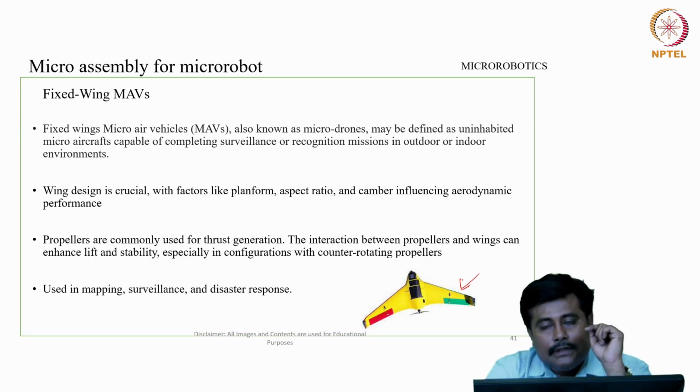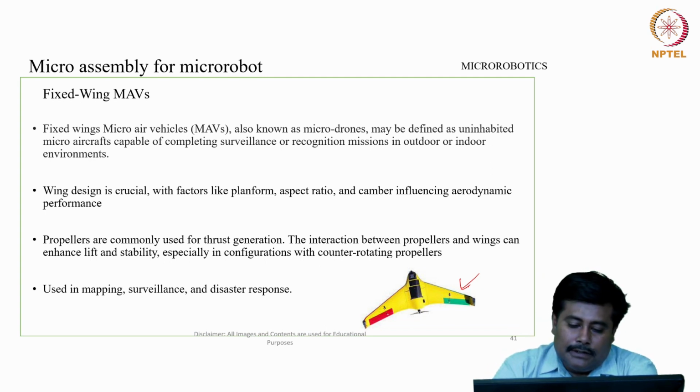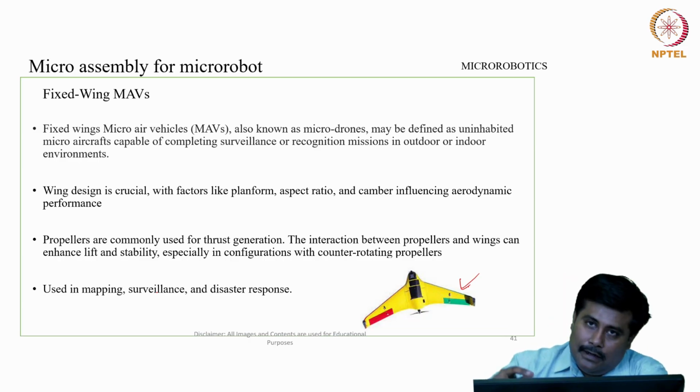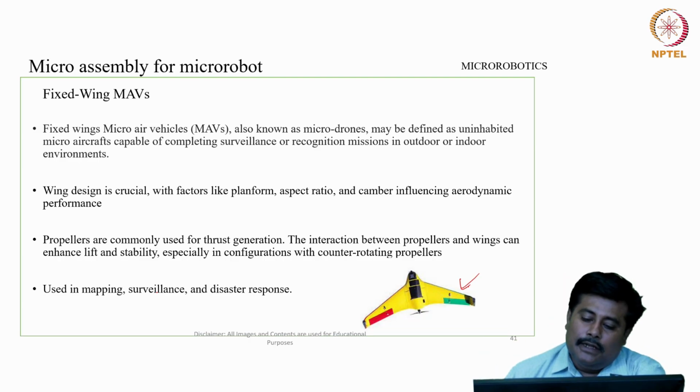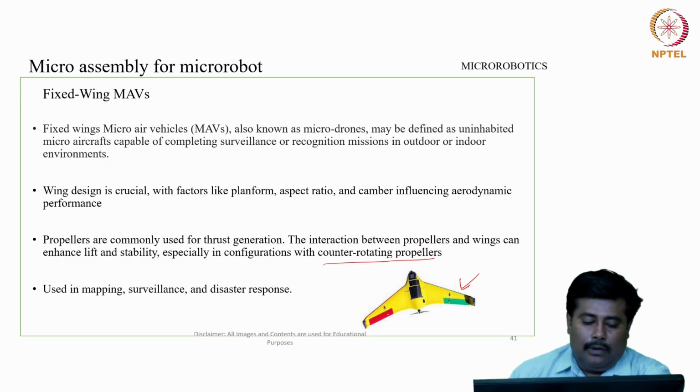Now, in this particular micro aerial vehicle, propellers are commonly used for thrust generation, and the interaction between the propellers and wings can enhance the lift and stability, especially in configurations with counter rotating propellers. So based on the motion of the propeller, you can have lift and stability, and then you can have counter rotating propellers as well.